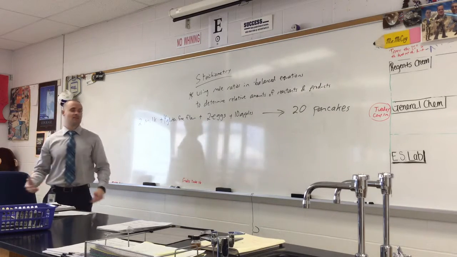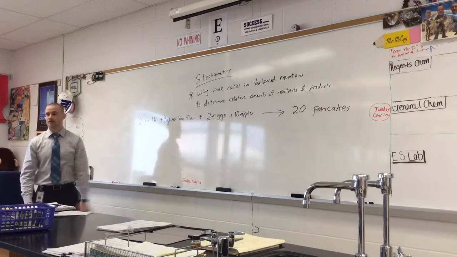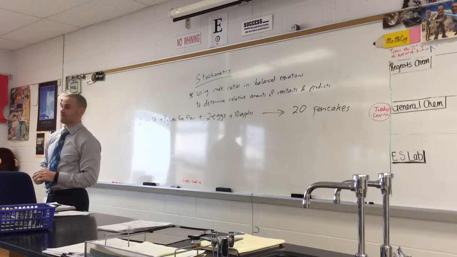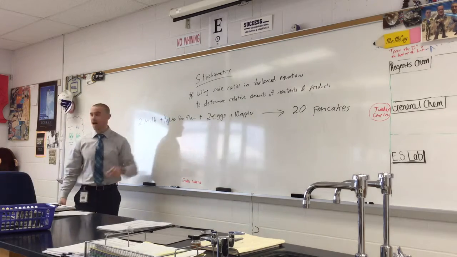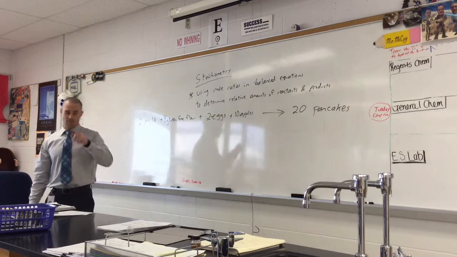Let's say we wanted to make 40 pancakes. What would we have to do with all of our ingredients? Double them. What if we only wanted to make 10 pancakes? We have to cut all our ingredients in half. Divide them by 2, right.